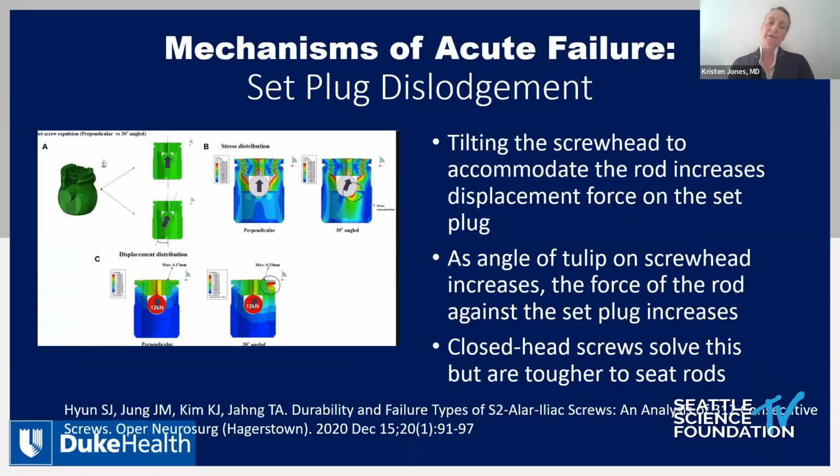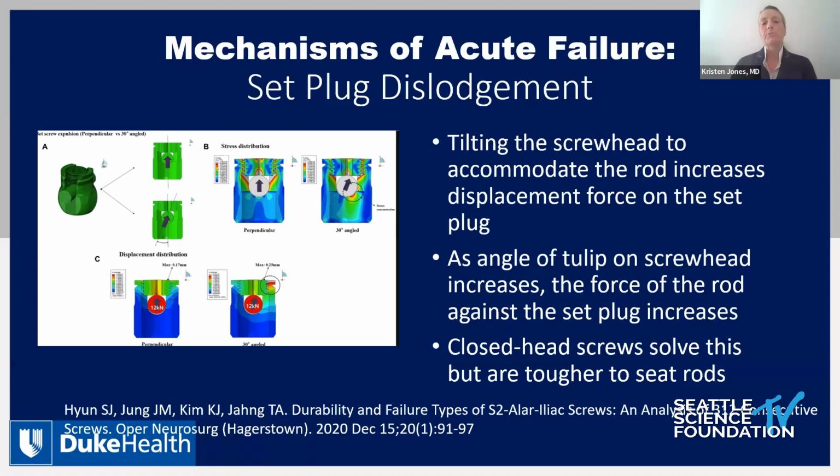When I put in S2AI screws, it's very easy to get the rod accommodated to the screw if I use an open head screw and tilt the screw head. These screws have high variable angles. They accommodate the rods easily. And it's not something that I used to think about inside of surgery. How far am I angling the screw head to get the rod in? Because to me, it just seemed fairly easy to do.